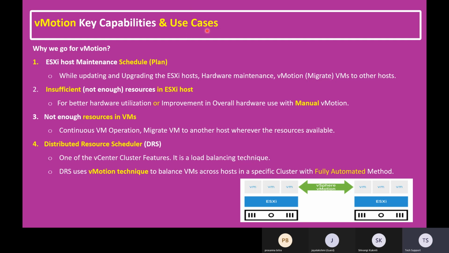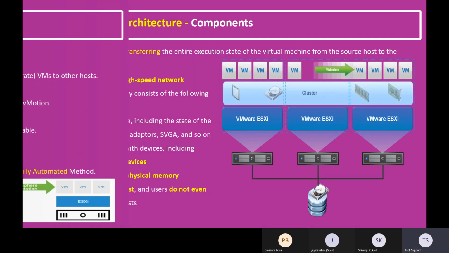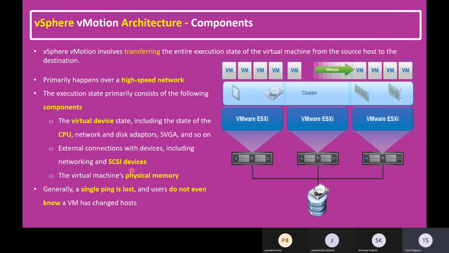So I repeat, the vMotion main use cases are the ESXi host maintenance scenario, in case of ESXi host insufficient resources, and whenever a virtual machine requires additional resources. Also, to automate your vMotion feature, you can configure DRS at the vCenter cluster level. So these are the main use cases for the vMotion feature. Now we'll talk about the vMotion architecture. See, vMotion architecture components.